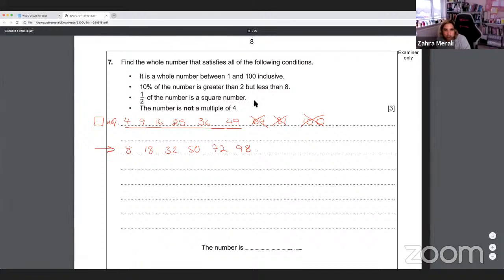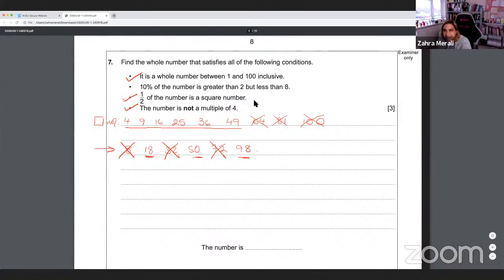We know it's not a multiple of 4. Well, 8 goes into 4, so that can go. 18 doesn't go into 4. 32 goes into 4, so that disappears. 72 goes into 4, so that disappears. 98, you can half it, but you can't half it again. So now we've narrowed it down again. So we've used these 2 things, and we know it's a whole number.